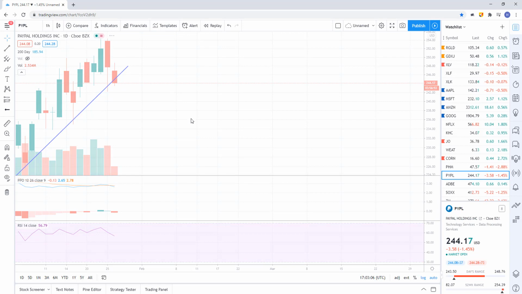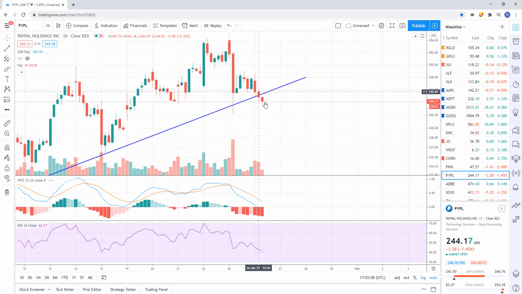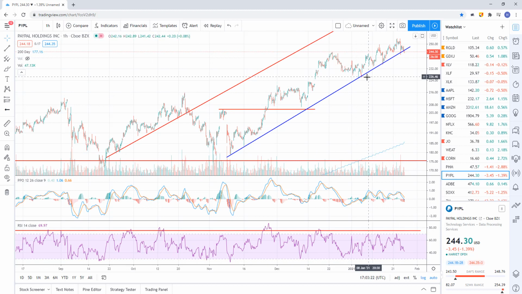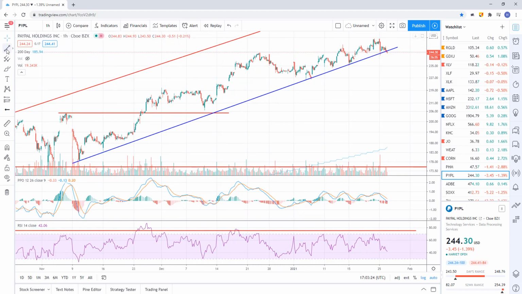So if we go to the hourly, you can see there's the breakdown. Look for this to get more impulsive. Look for it to continue to sell, to really trigger that sell signal. If this fires and we do get that sell signal, PayPal's got a ways to go, but we do have a level right there.